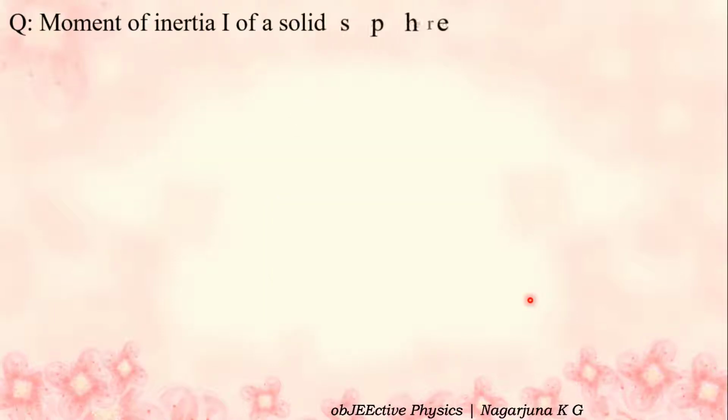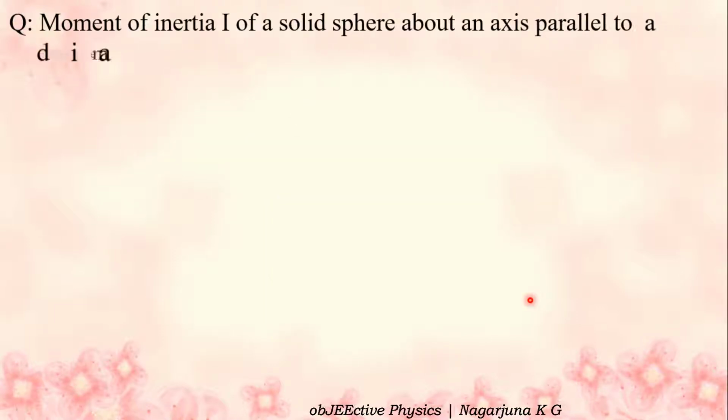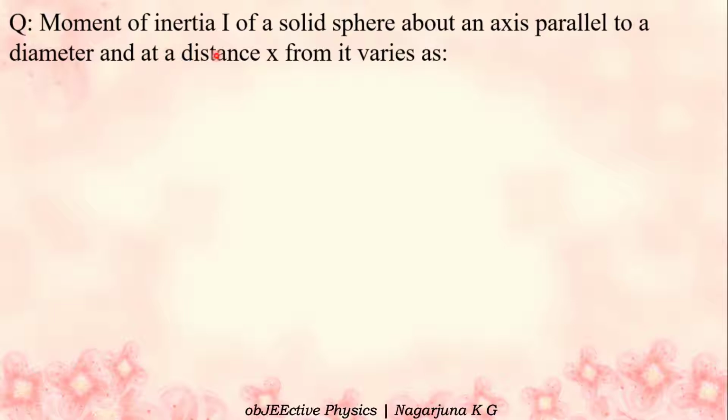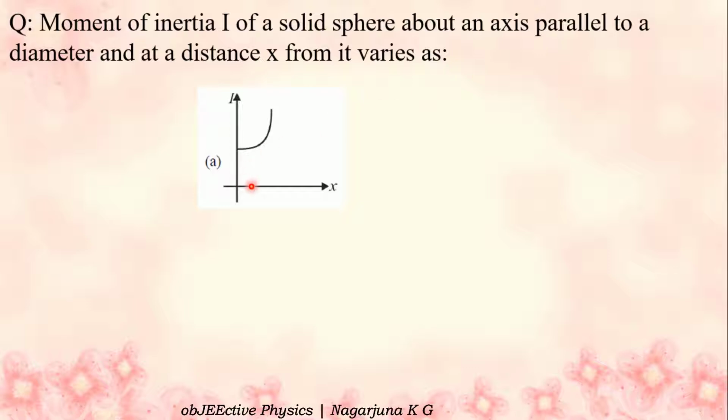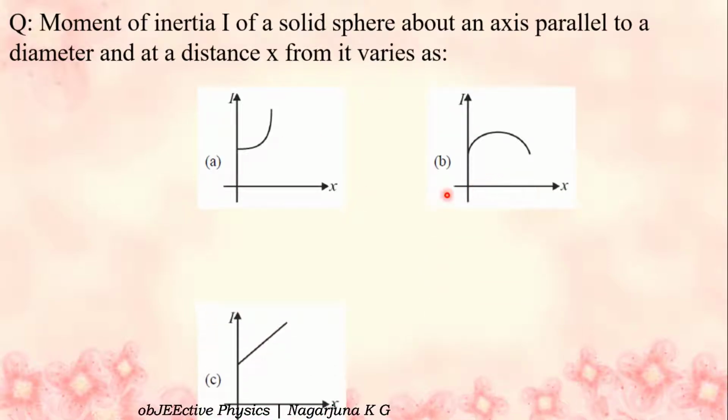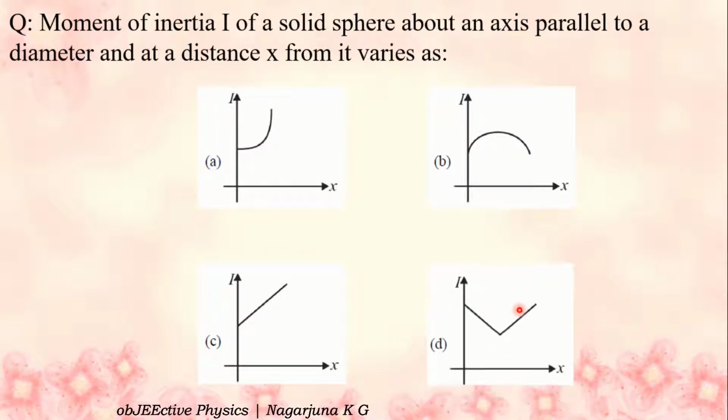Next question. Moment of inertia I of a solid sphere about an axis parallel to a diameter and at a distance x from it varies as. Observe the options. Option A, option B, option C, and option D.